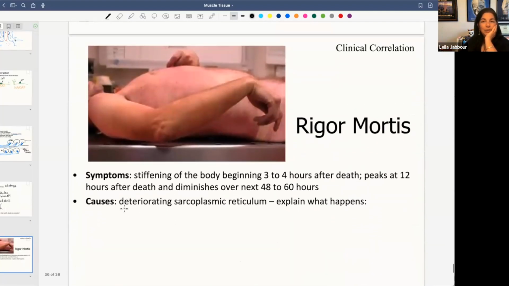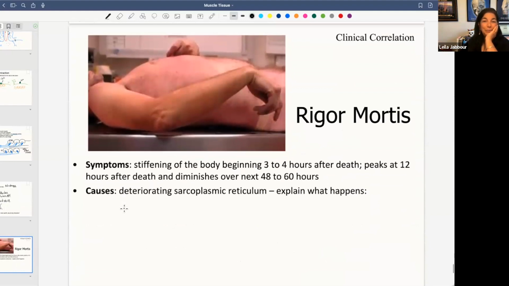So a little clinical correlation with rigor mortis. This is a field that really fascinates me, in forensic science and the field of autopsies. That would have definitely been a career path I would have chosen as well. There's just so many things in life to do that are just exciting and interesting.